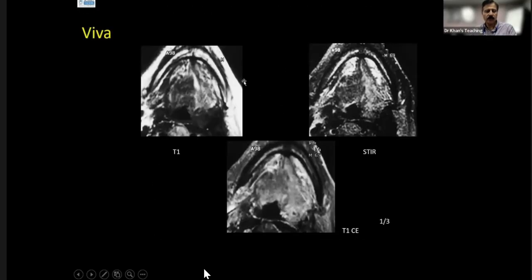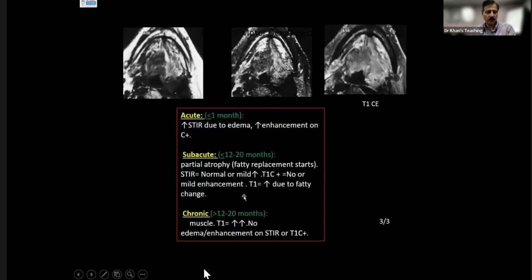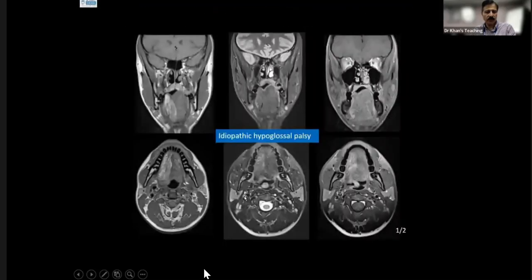And please remember, if abnormal signal of the tongue is there, the next question will be, what will you do? And you will say that I want to see whole of the neck till base of skull, because the lesion might be sitting at, let's say, the jugular foramen, where it is infiltrating the hypoglossal nerve. And in this particular case, there was a glomus jugulotympanicum, which was causing this. So this was a revision.